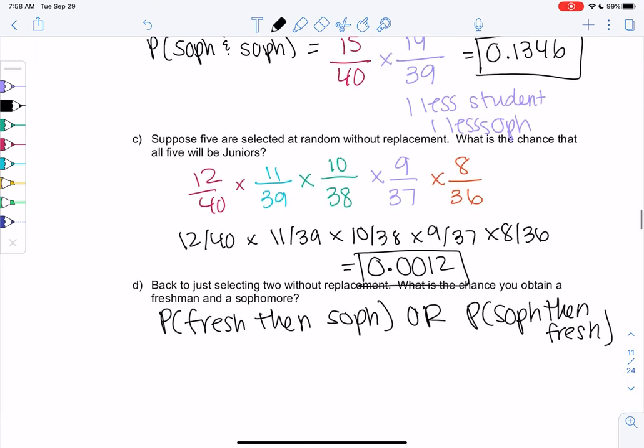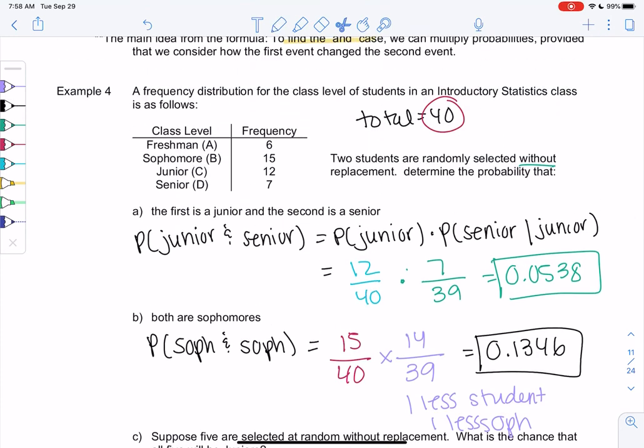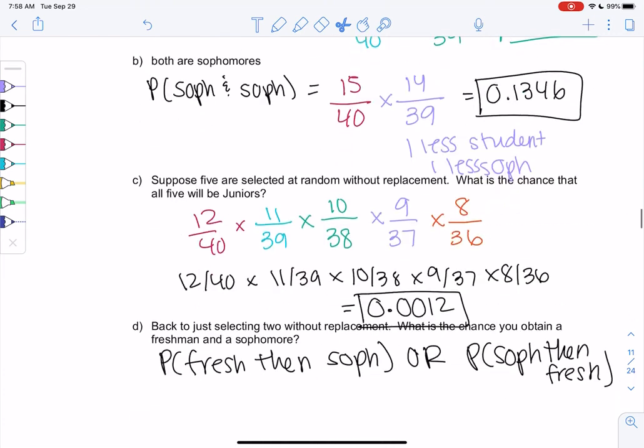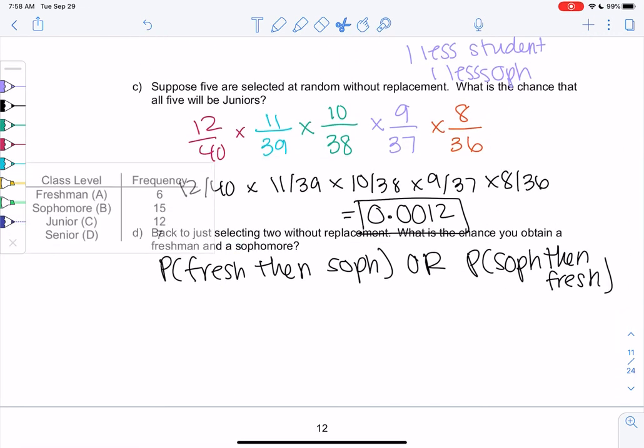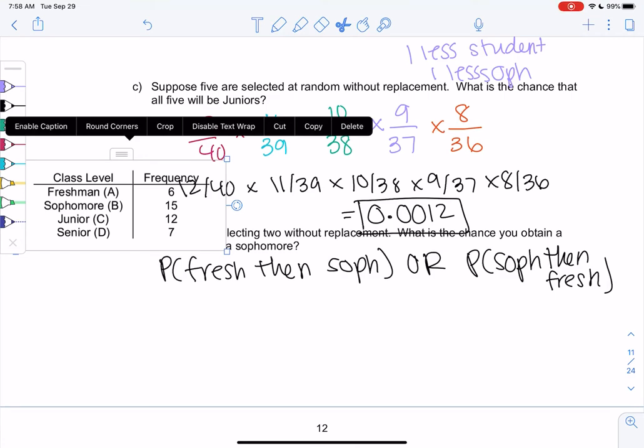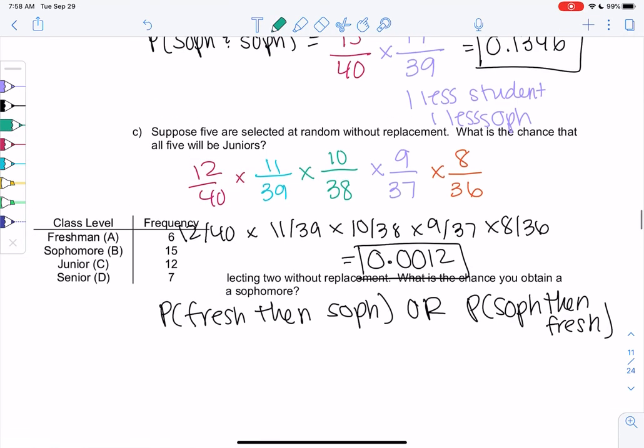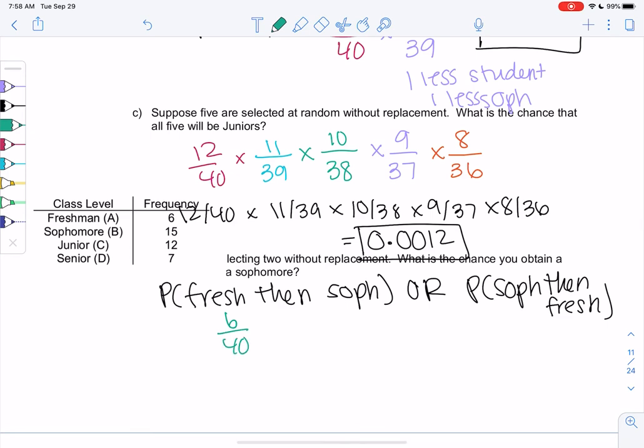So what's the probability of a freshman? So a freshman will be 6 out of 40, because there's 6 freshmen, 40 students. And then my sophomore, we only have 39 students, and how many sophomores do we have? We have all 15, because we took out a freshman, not a sophomore. So 6 out of 40 times 15 out of 39, and I get 0.0577.